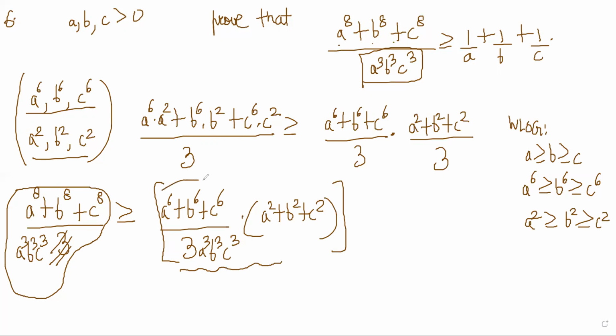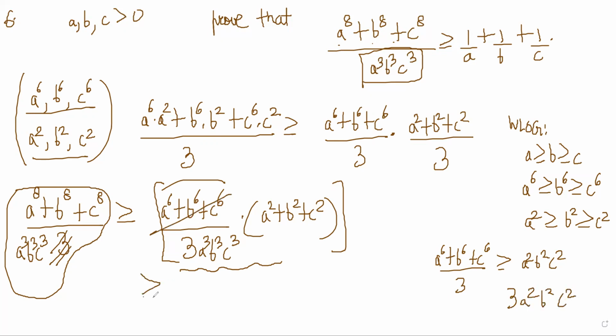We know that (A6 plus B6 plus C6) by 3 is greater than or equal to the cube root of A6, B6, C6. So that is A square, B square, C square, because this is just AM-GM. So this is greater than 3 times A square, B square, C square. So if I put that there, it's greater than 3 times A square, B square, C square by 3 times A cube, B cube, C cube, and A square plus B square plus C square, right?